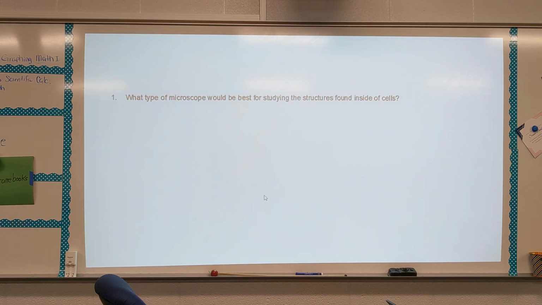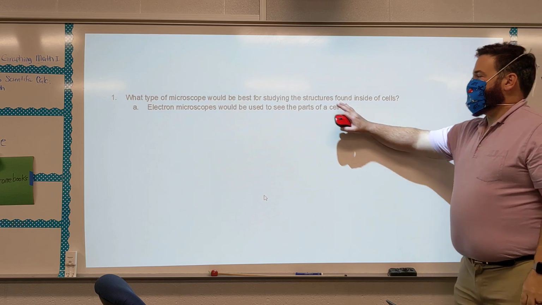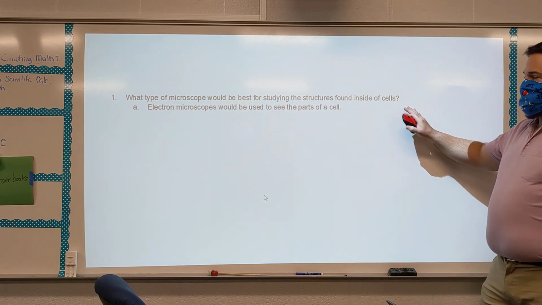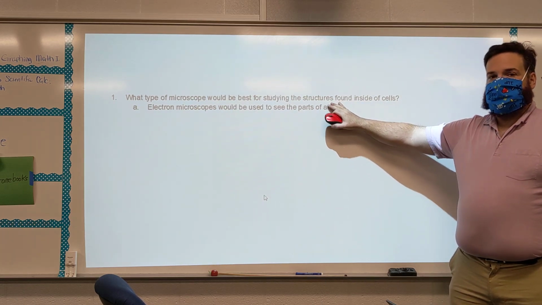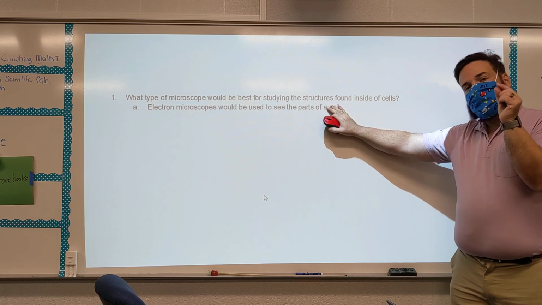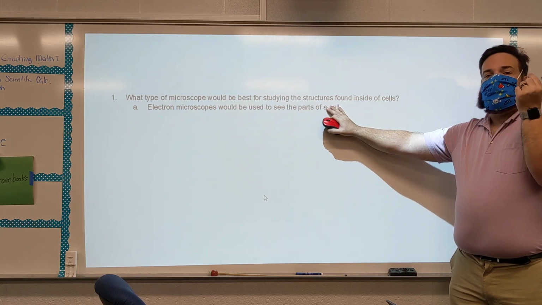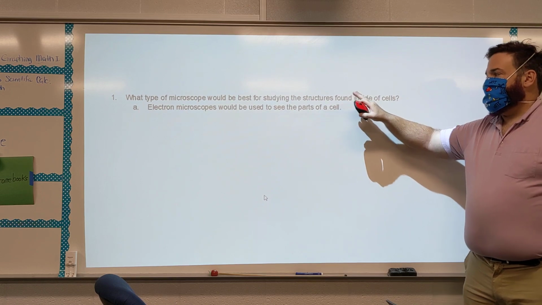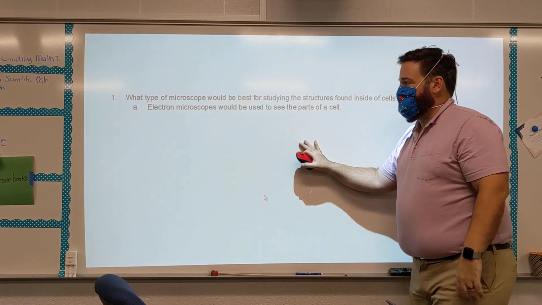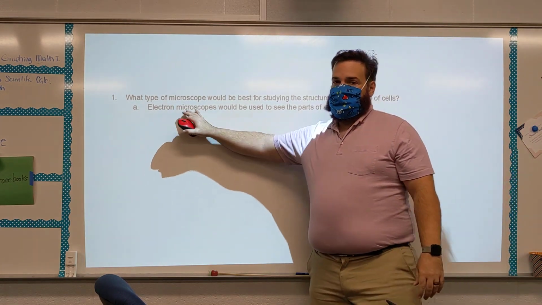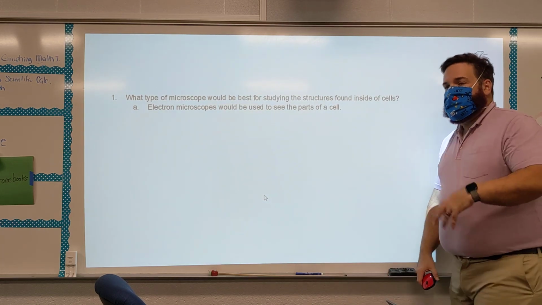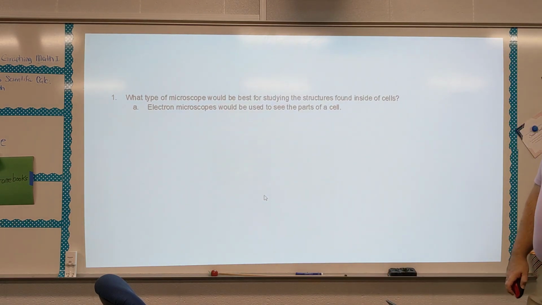All right, so this is 3.3, I believe. What type of microscope would you use to study the structures inside of a cell? It says structures inside of a cell. So you need to think organelles. We're talking about the tiny little organelles, the ribosomes, the Golgi apparatus, the mitochondria. So you're going to use an electron microscope. A light microscope would only allow you to see the cell, not the organelles.